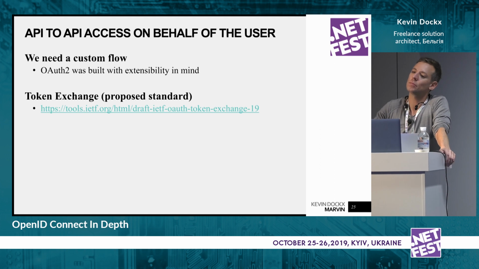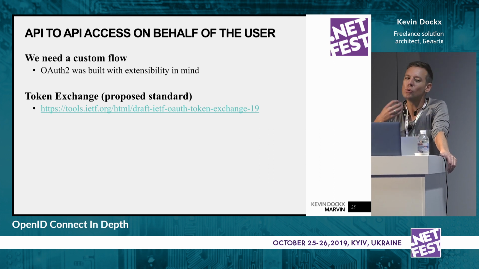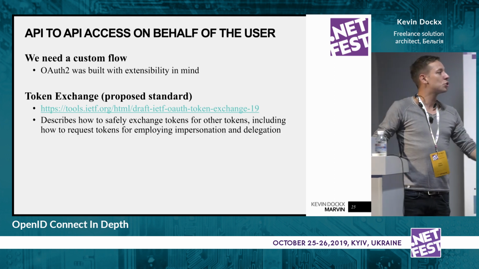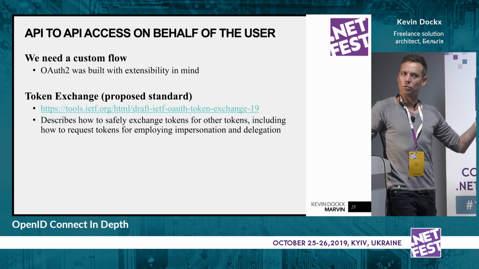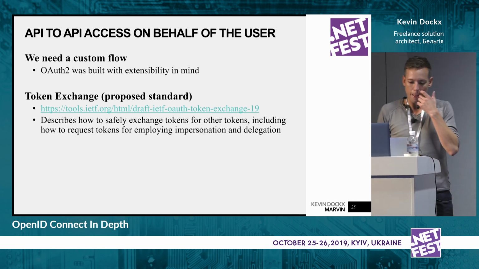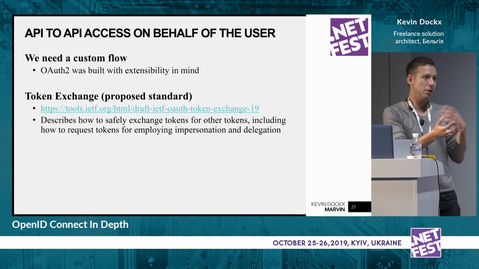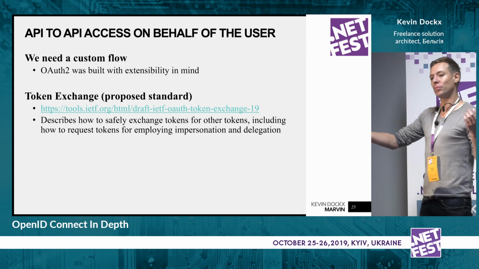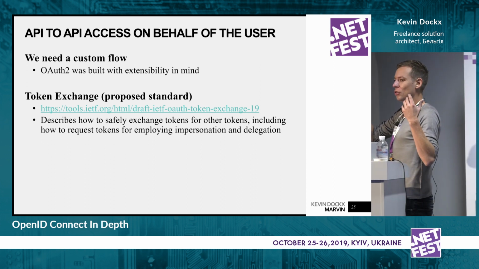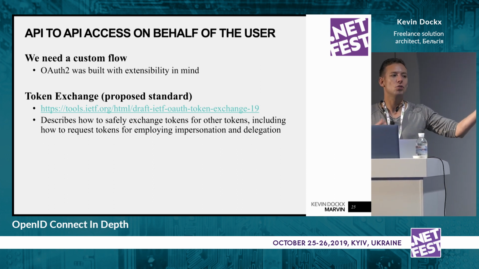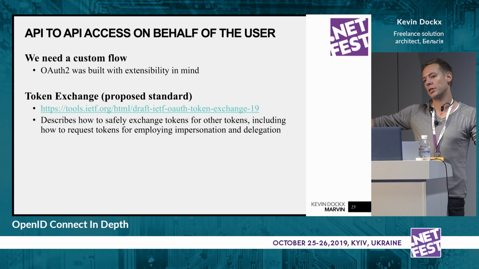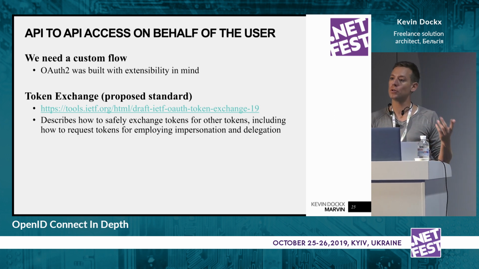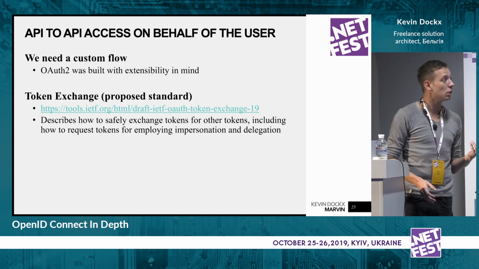Whenever you need something custom, have a look at a standard, because most likely there is already a standard for the stuff you need. And in this case, it's a token exchange standard, which has been around since before OpenID Connect, I even think. The idea behind it is that it describes how to safely exchange tokens for another token, keeping the user that was in the initial token able to flow through to the second token. It can be used for user impersonation. It can be used for user delegation.